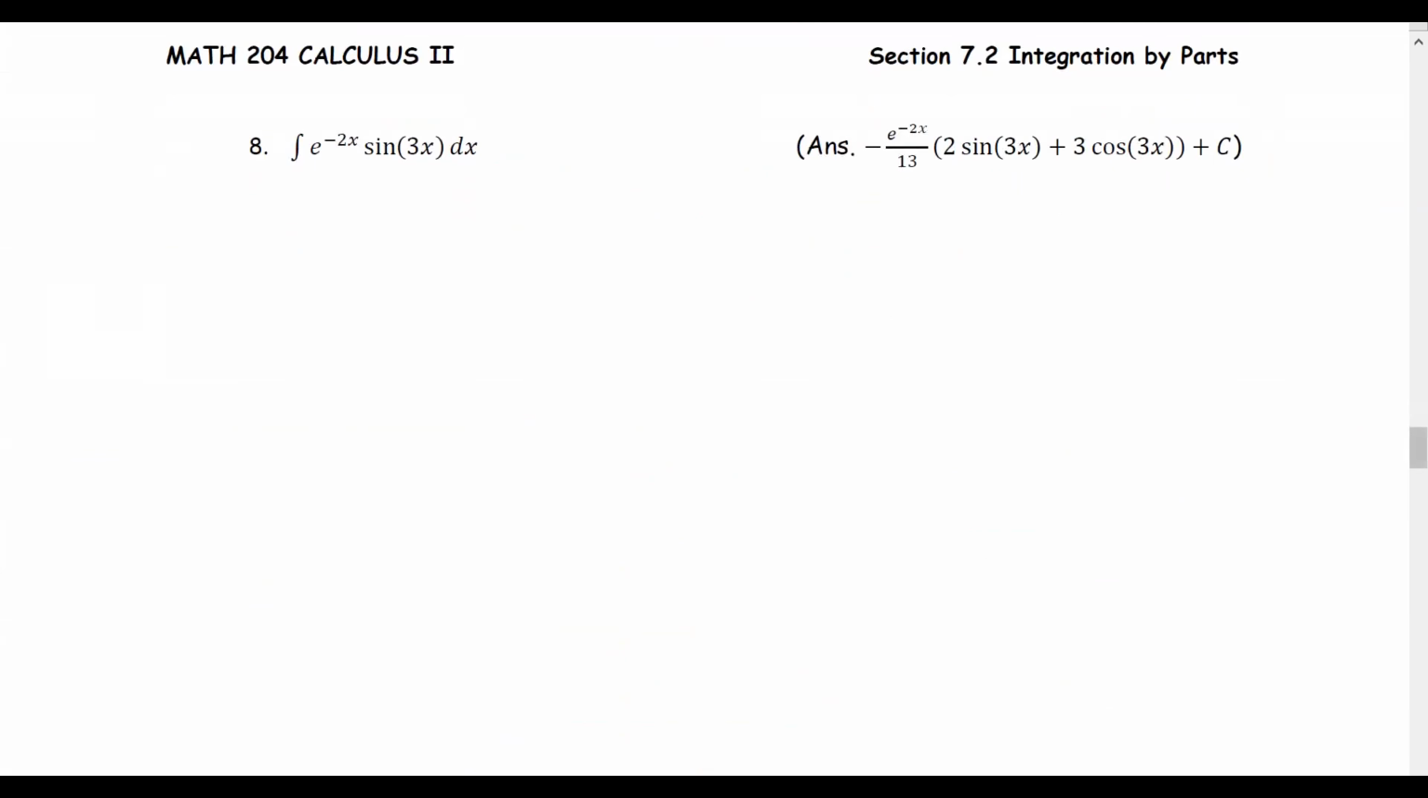Let's see another example. Integral of e to the negative 2x times sine of 3x dx.